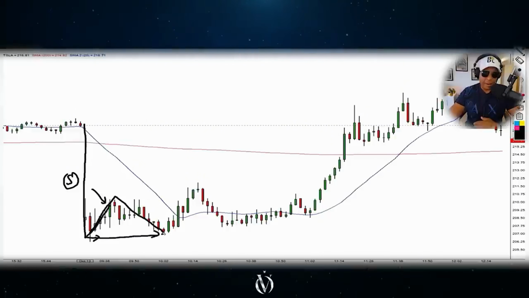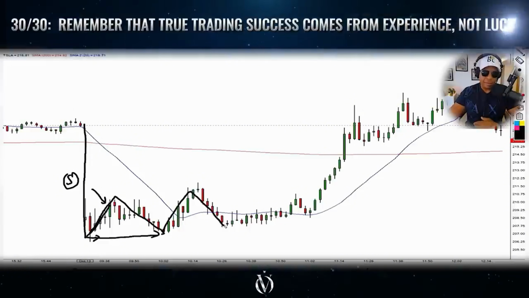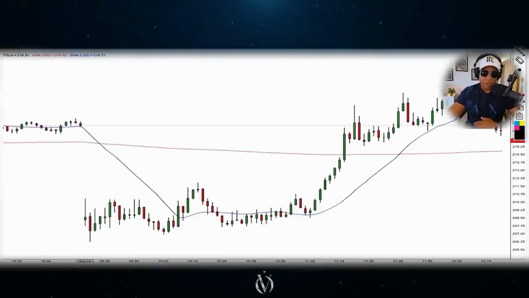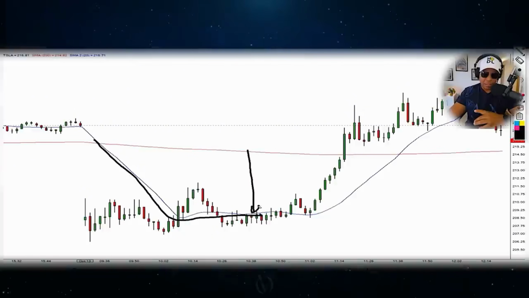This one's better, but it's still not enough until you get over here. Now we can start trusting. In addition, look at the space. Remember, the 200 leaves, the 20 leaves the 200 and then cups. Look at the space between your moving averages now.